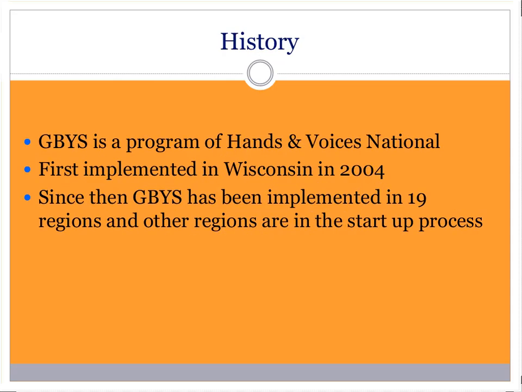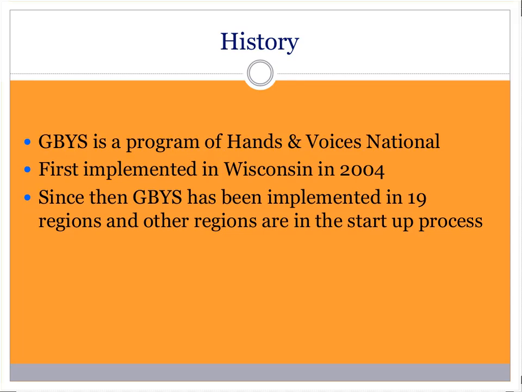To give you a little history about our program, Guide By Your Side is a program of Hands and Voices National, which was first implemented by a parent in Wisconsin in 2004. Since then, Guide By Your Side has been implemented in 19 regions, and other regions are already in the startup process as well. So quickly, we are taking over the U.S.